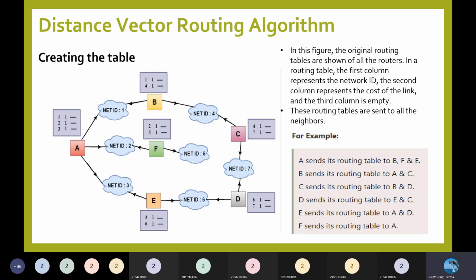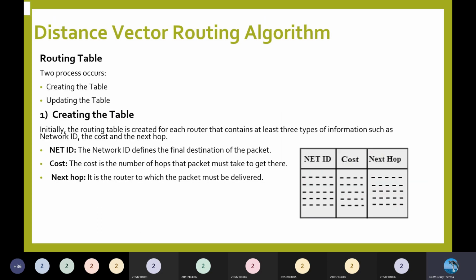Here, see how the table is created in this figure. The original routing tables of all the routers are shown. This is the original routing table. For example, if you take A, it is for reaching network ID 1, network ID 2 and network ID 3. The first is the network ID, the next is the cost it needs, and the next is the next hop it has to go to. These are the three important parameters we need for creating the table.